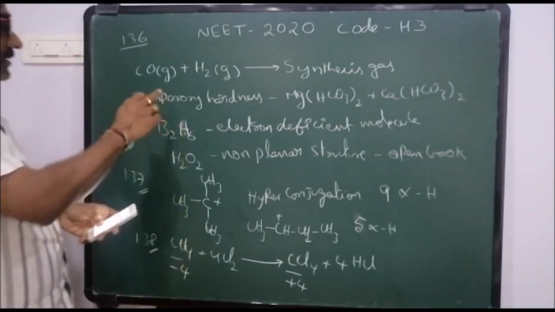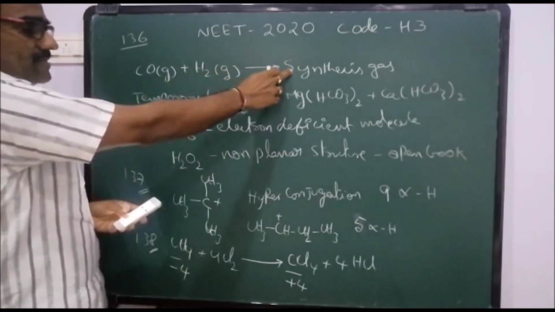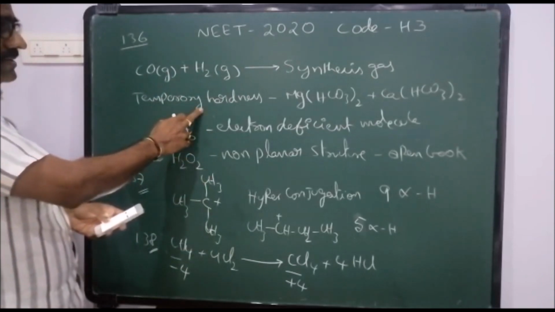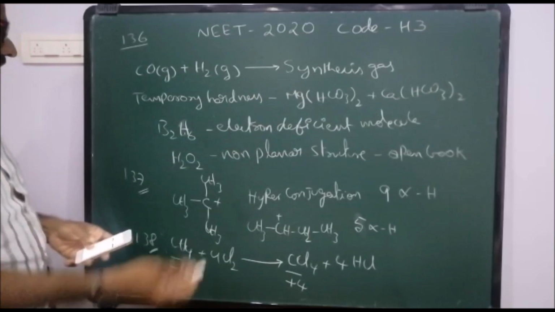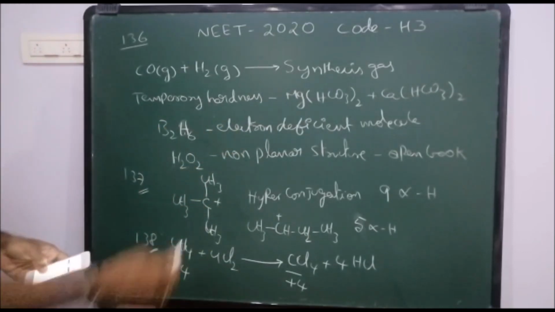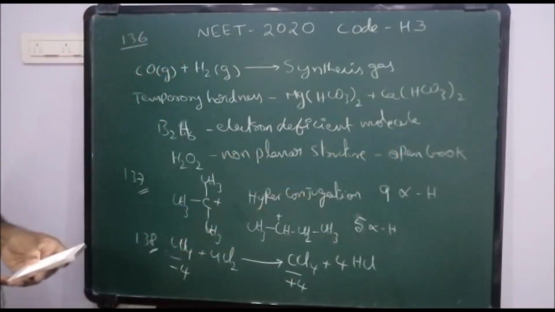Here in the matching, the mixture of carbon monoxide gas and hydrogen gas is synthesis gas, also known as water gas. The temporary hardness is because of the presence of magnesium bicarbonate and calcium bicarbonate. Diborane is an example of an electron deficient compound. And hydrogen peroxide has an open book structure, so it is a non-planar structure.